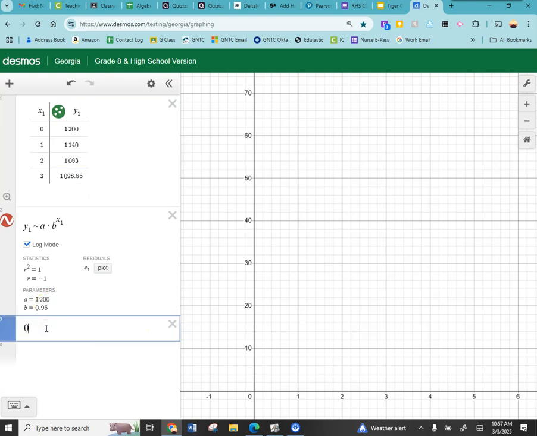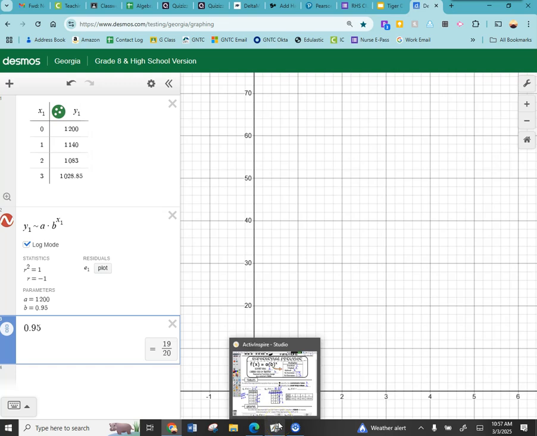All right, and then 0.95 as a fraction. There you go. So it'll take either. You need to be able to do both. Fraction and decimal.